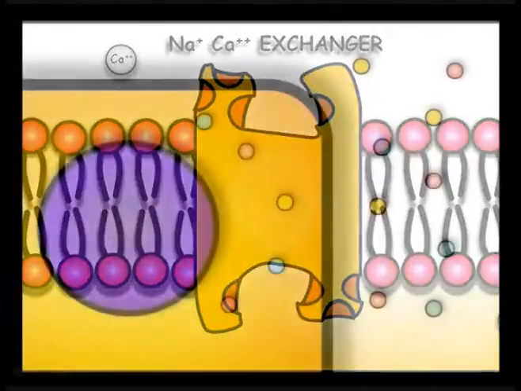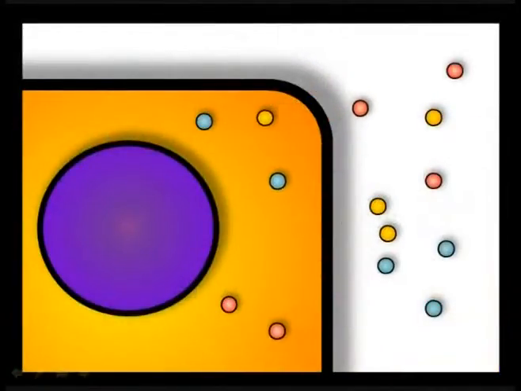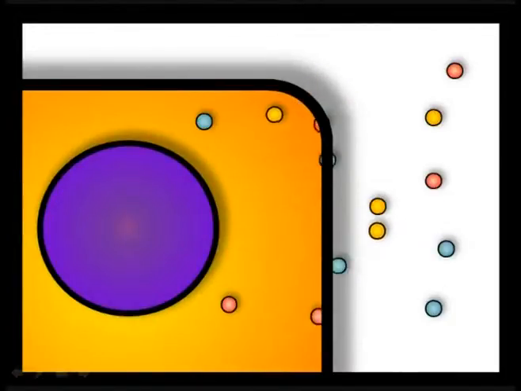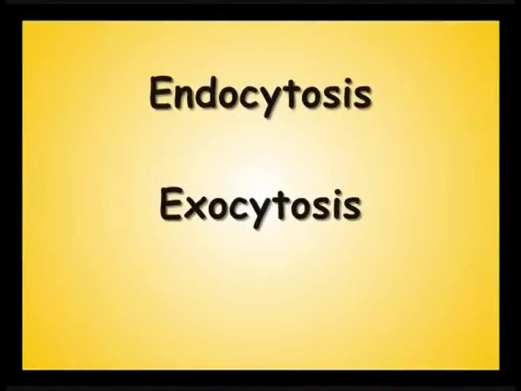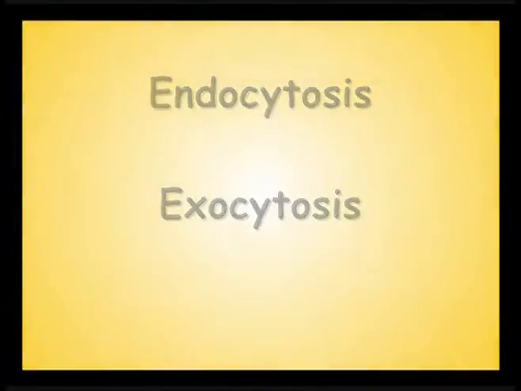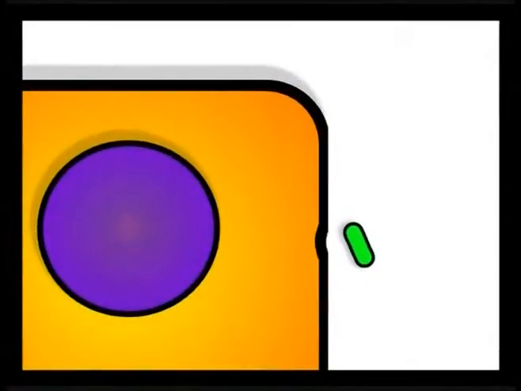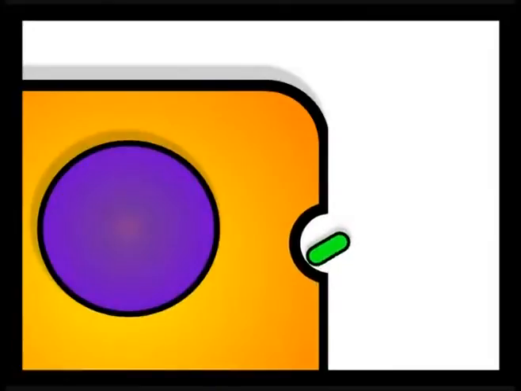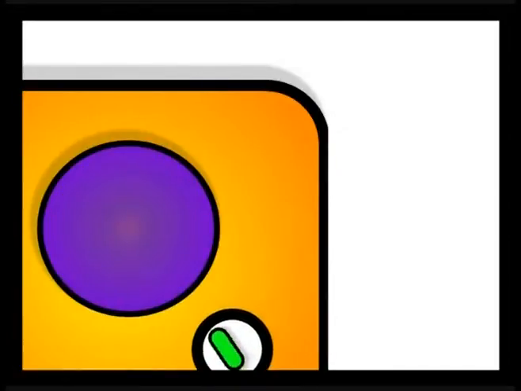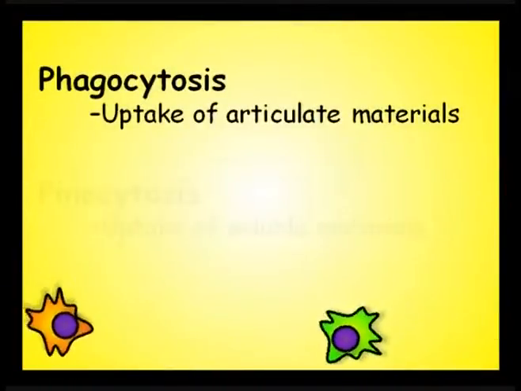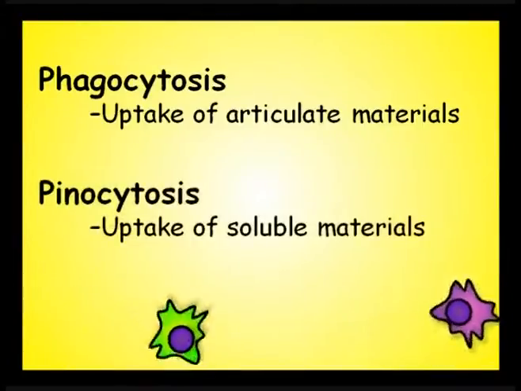There is another way by which substances can enter or leave the cells without passing through the structural matrix of the plasma membrane. These processes are called endocytosis and exocytosis. Endocytosis is a process whereby the plasma membrane encloses an extracellular material, folds into the cell, forming small pockets that pinch off to produce intracellular vesicles. The uptake of particulate material is termed phagocytosis, while the uptake of soluble materials is called pinocytosis.